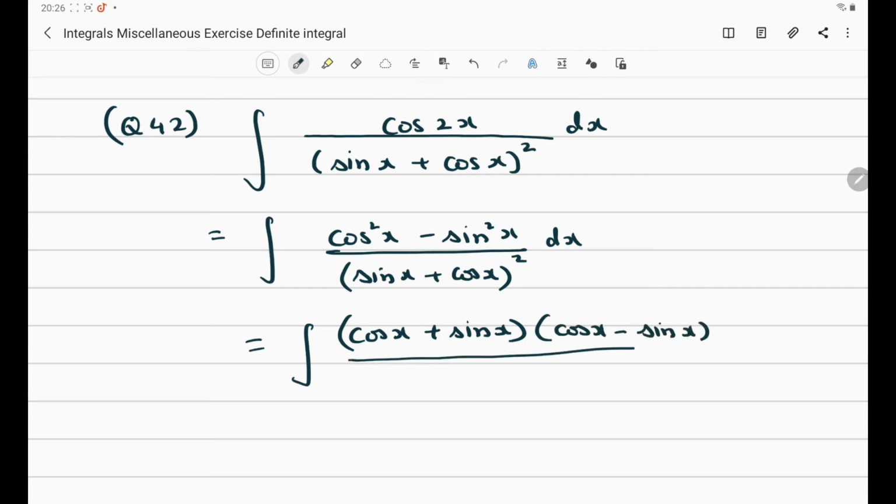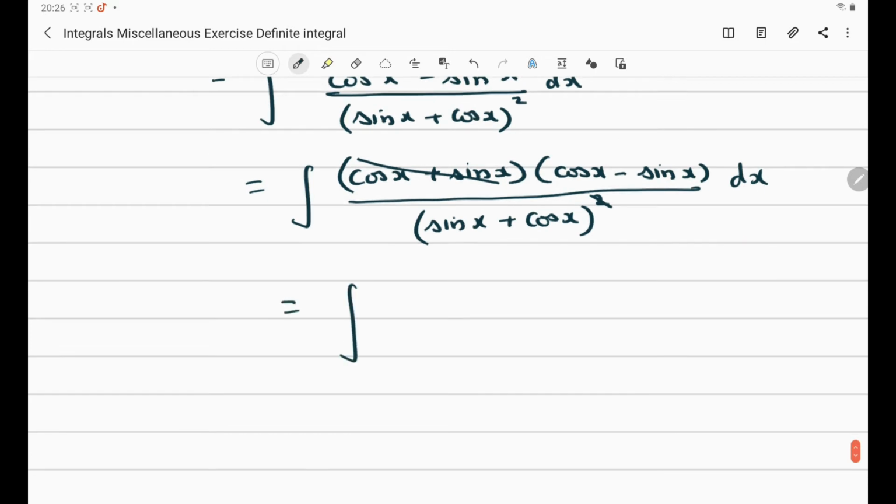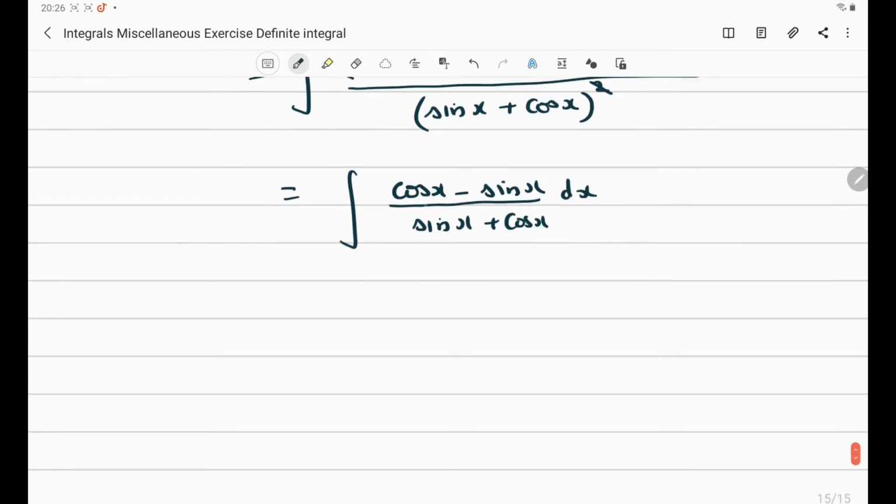So, we can write it as cos x plus sin x into cos x minus sin x divided by sin x plus cos x whole square. So, one of the factors gets cancelled and we get integral of cos x minus sin x by sin x plus cos x dx, and we could observe that the numerator is the derivative of the denominator.